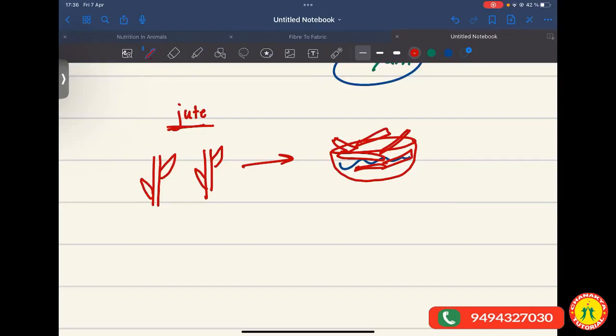Will the fruit be nice to eat after that? No, ma'am. Why will it not be nice? What will happen to the fruit? It will become.